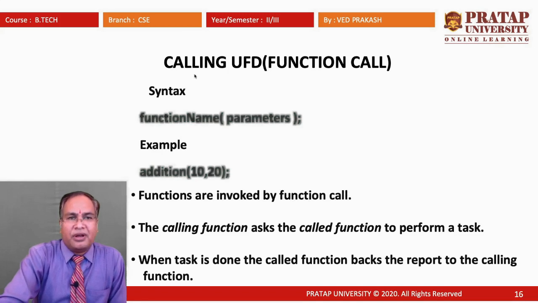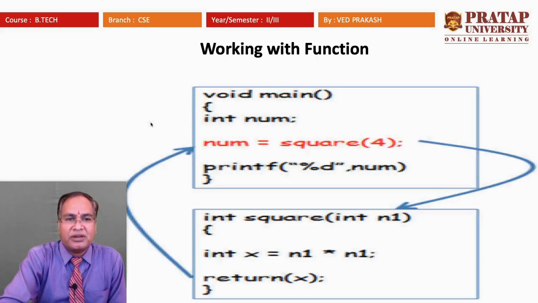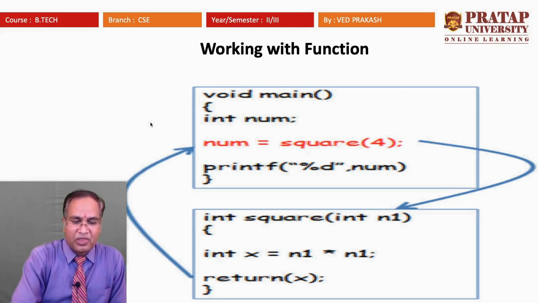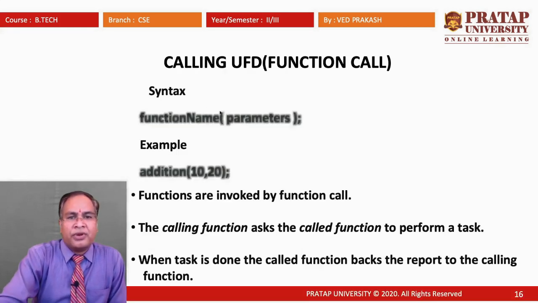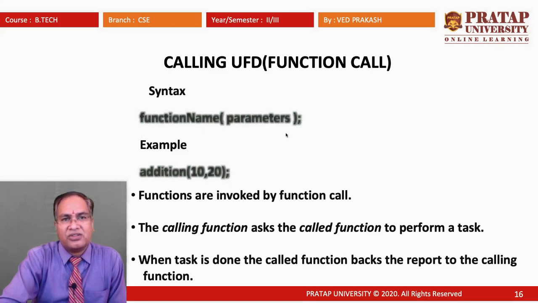Next, how we call the functions, or calling of a user-defined function. So the general syntax of calling any user-defined function is that first we have to mention the name of the function, and we give the parameter list in the parentheses, and then we use the semicolon. So that is the simple syntax of calling a user-defined function.